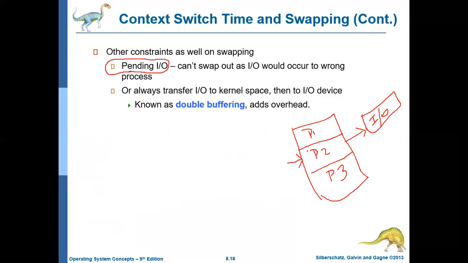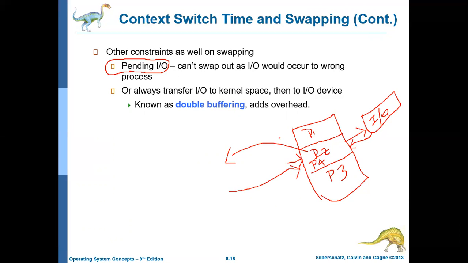Assume that during this time P2 was swapped out and some other process P4 came in. Now this I/O is pending in between. After some amount of time, this I/O will complete and it will return the result to this particular location. But now P4 is there, so it will create some havoc. To avoid such things, we should not swap a process which is currently performing an I/O operation.